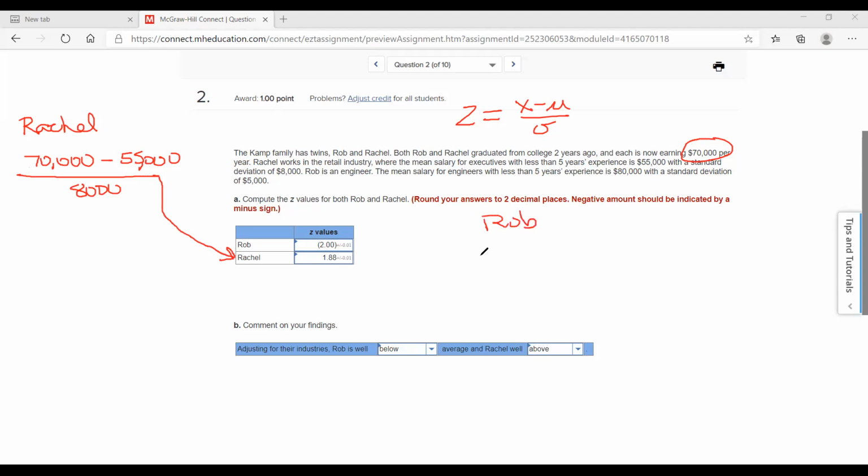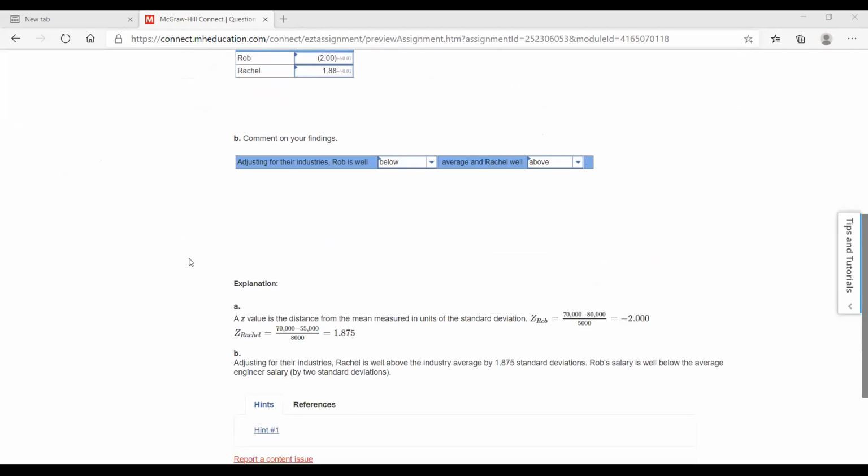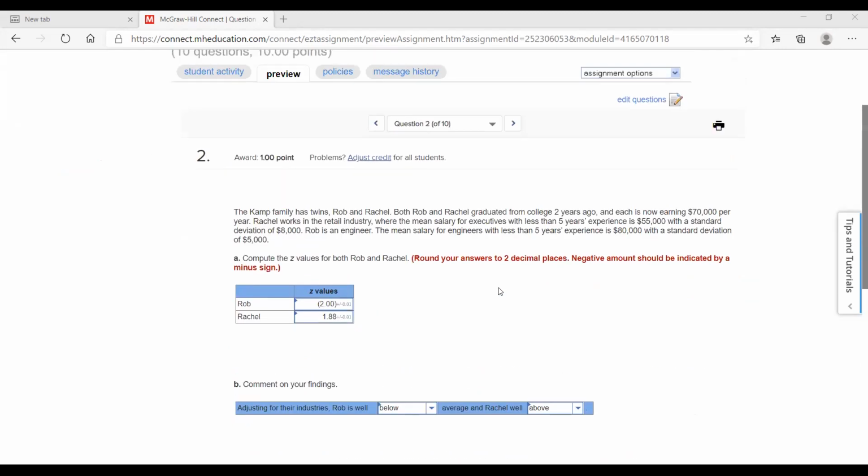For Rob, he's making 70, and the average in engineering is 80. That's the population mean for the engineering industry. And then the standard deviation is 5. So in that case, you're going to get a negative z-value, right at -2 standard deviations. And then they just want you to comment. So Rob is below, and Rachel would be above the mean in their respective industries. All righty, so that would take care of my comments, and there are of course the explanations down there as well for the calculations that I just showed you.